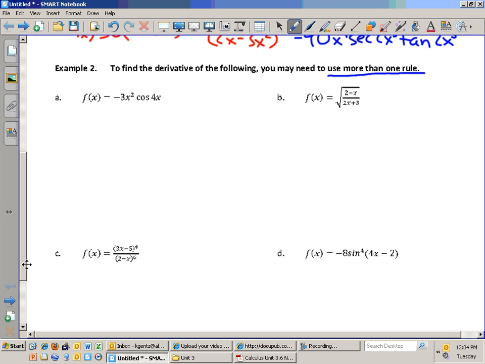So if you were to write this as 2 minus x over 2x plus 3 all to the 1/2 power, notice you have a function sitting on the inside of a larger function. And to find the derivative of that inside one, I will need to use the quotient rule. So I have the chain rule and I have the quotient rule. Now, the first one that I need to start out with in this situation is going to be the chain rule. So I will lay it out as such.